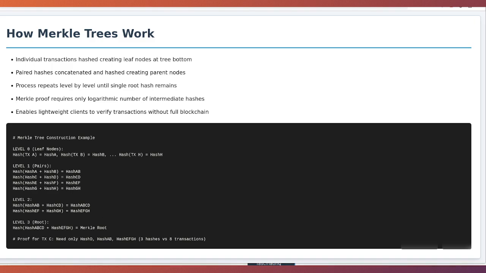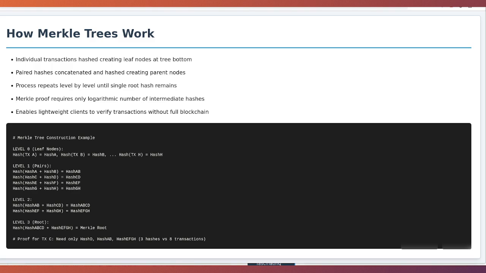Let's walk through exactly how a Merkle tree is constructed and used in blockchain. Imagine a block contains 8 transactions, which we will call transaction A through H. First, each transaction is hashed individually. So we hash transaction A to get hash A, hash transaction B to get hash B, and so on through hash H. These are our leaf nodes at the bottom of the tree.